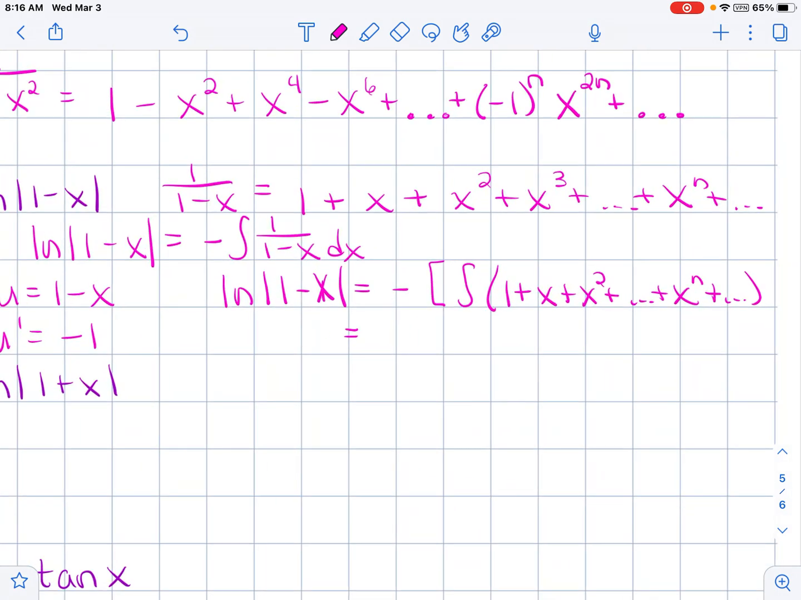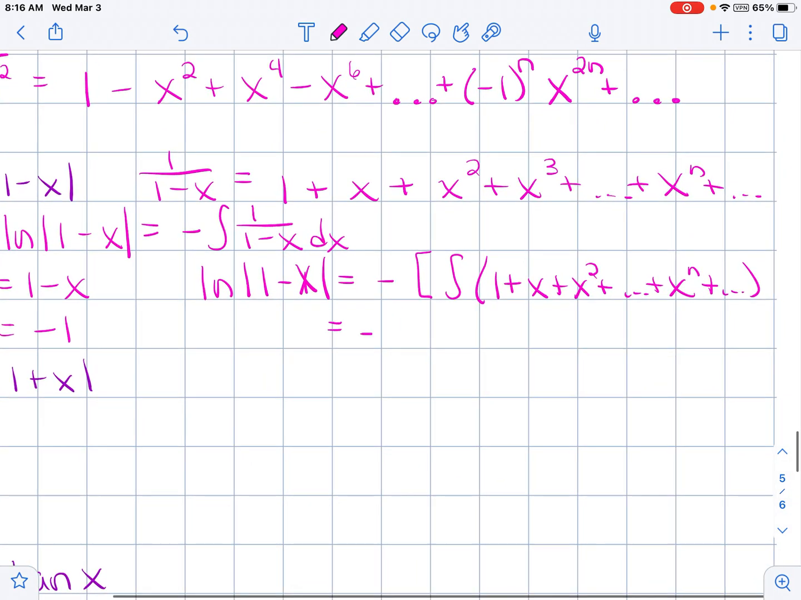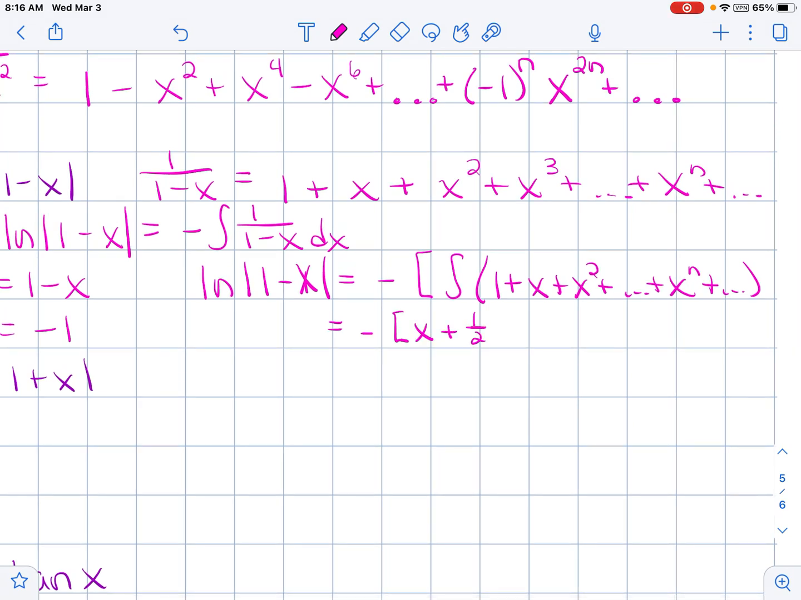Okay, so if we find the antiderivative of each one of those terms, then the antiderivative of 1 is x, 1/2 x squared, 1/3 x cubed. That would have been 1/4 x to the 4th. So to find the antiderivative of x to the n, we're going to add 1 to the exponent and divide by that exponent.